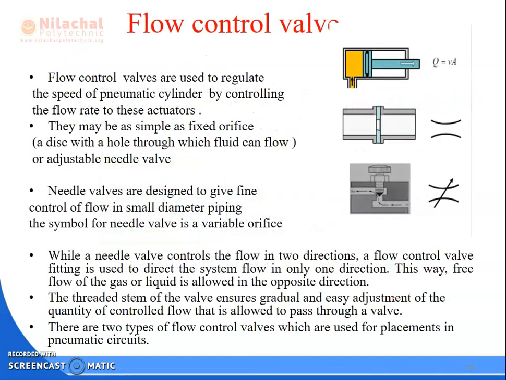Next we will discuss the flow control valve. So what do you mean by flow control valve? The flow control valve regulates the speed of the pneumatic cylinder by controlling the flow rate. Flow control means it controls the flow rate to the actuator. This may be a simple fixed orifice, that means a disc with a hole, you can see here, or it is an adjustable needle type. You can see here the adjustable needle.